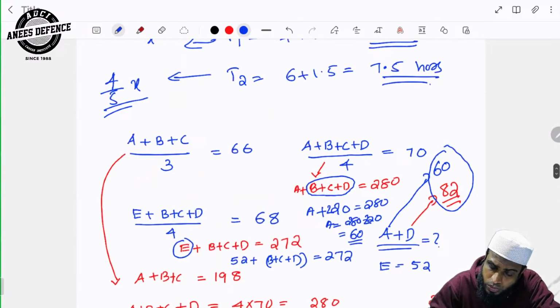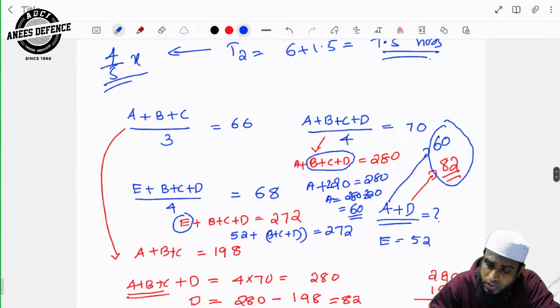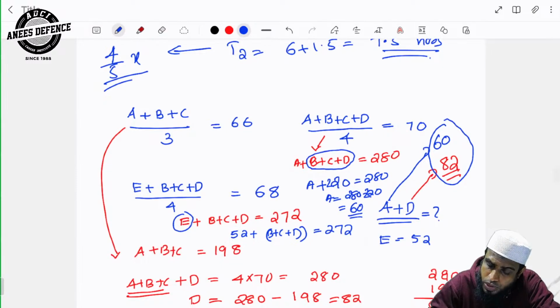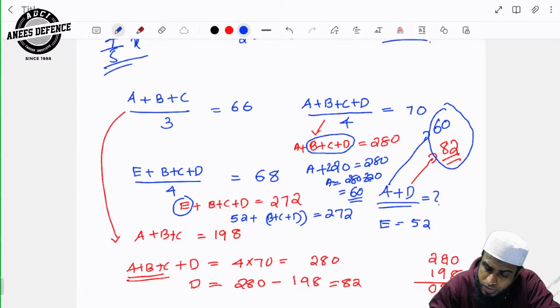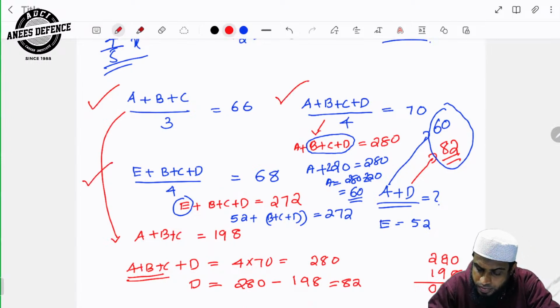A plus B plus C by 3 equals 66. A plus B plus C plus D by 4 equals 70. E plus B plus C plus D by 4 equals 68. These are the given conditions. By just solving the first and second, you will get the value of D. And by solving the second and third and putting E as 52, you can get the value of A also. So by that, you will be getting 60 plus 82. The answer will be 142.